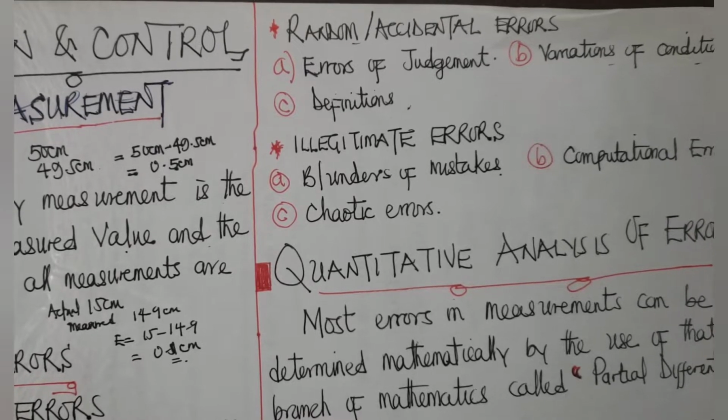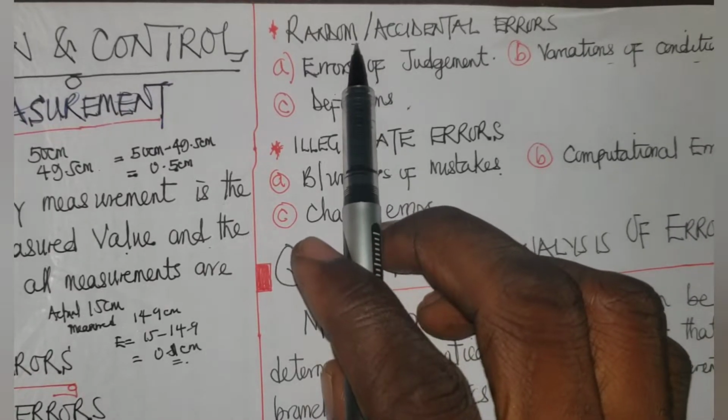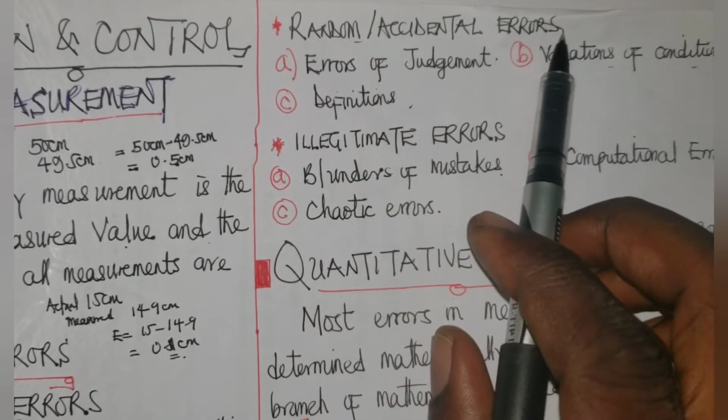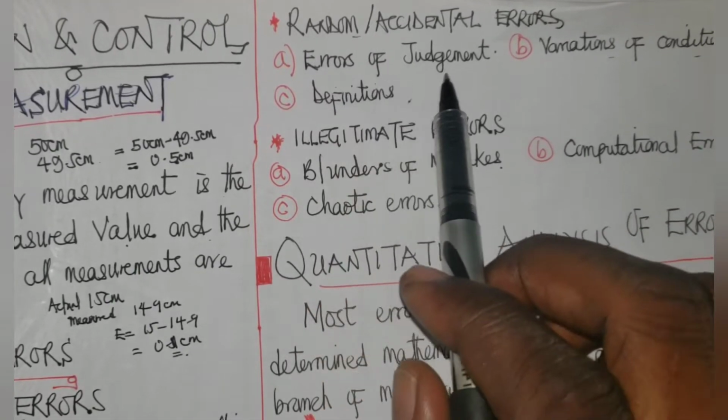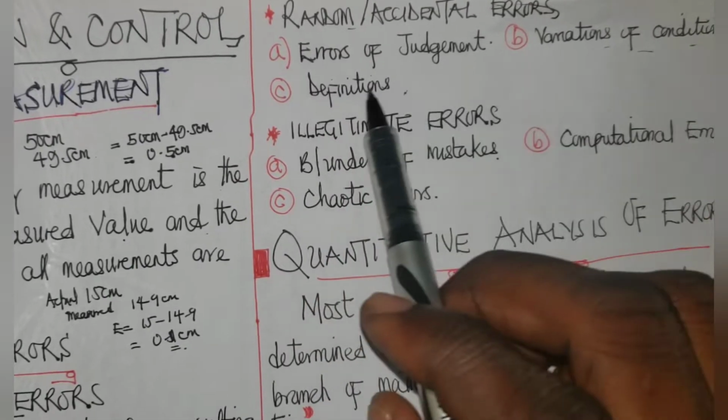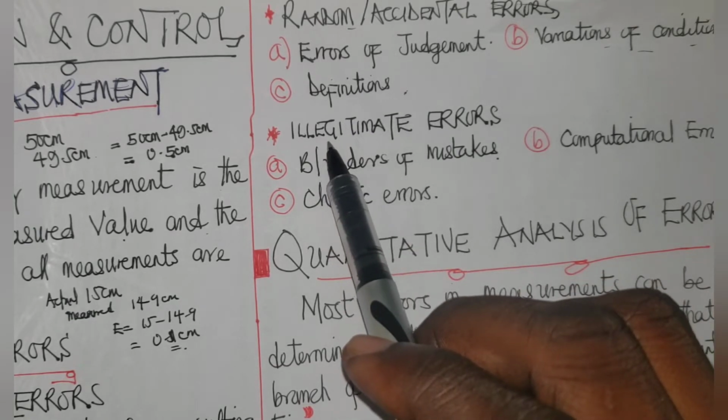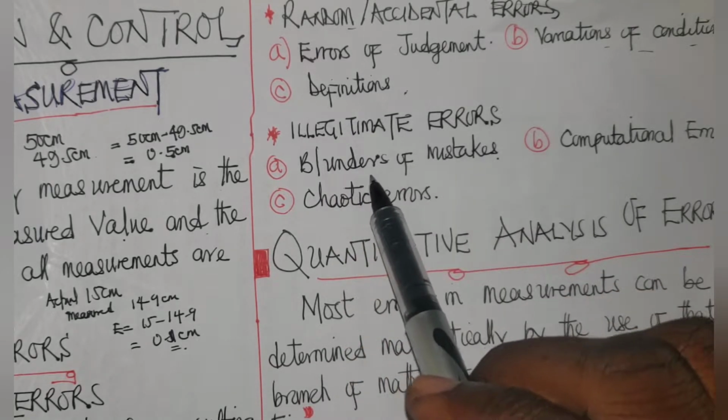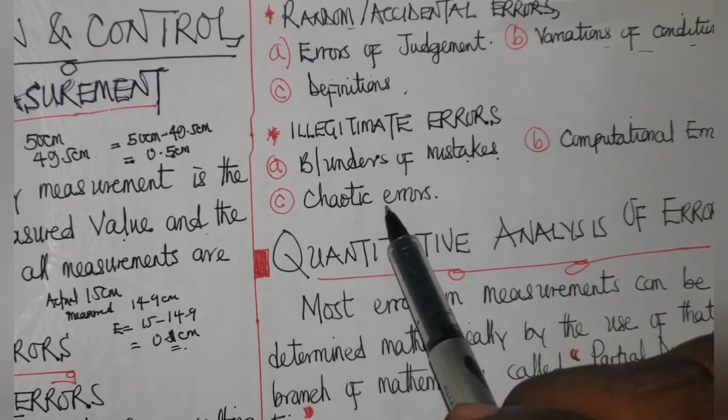Similarly, we have another type of classification of error, which is the random or accidental error, and this includes errors of judgment, variation of conditions and definition. The other type is illegitimate errors, which include blunders or mistakes, computational errors, and chaotic error.